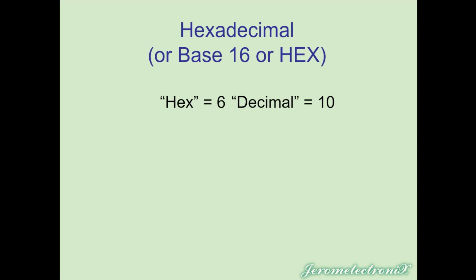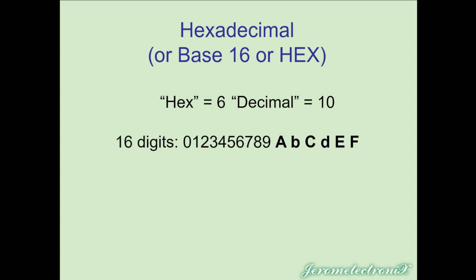Hex means 6, decimal means 10. That's why we say there are 16 digits in hexadecimal. 0 through 9 is 10 of them, and then 6 more, A, B, C, D, E, and F.